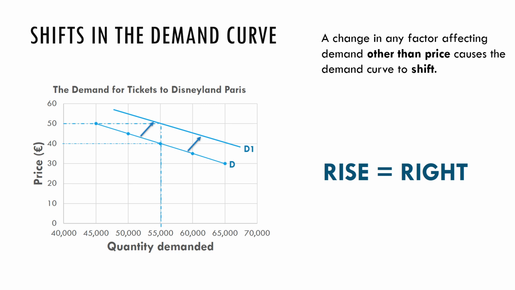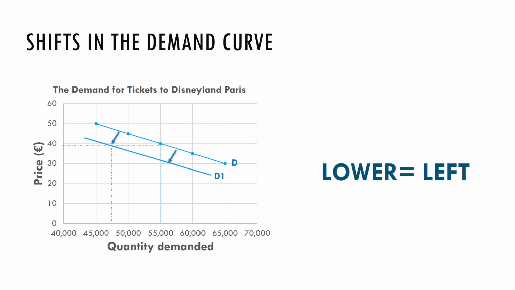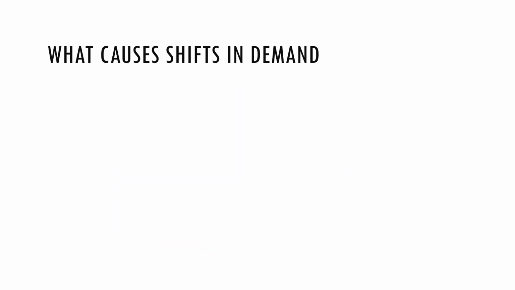What that means is that consumers would wish to buy more of our products at a given price. So for example, here at 40 euros, originally they were buying 55,000 tickets, but now at 40 euros with the increase in demand, they would buy 65,000 tickets. If there's a fall in demand, we see the opposite. We would say lower demand shifts to the left.